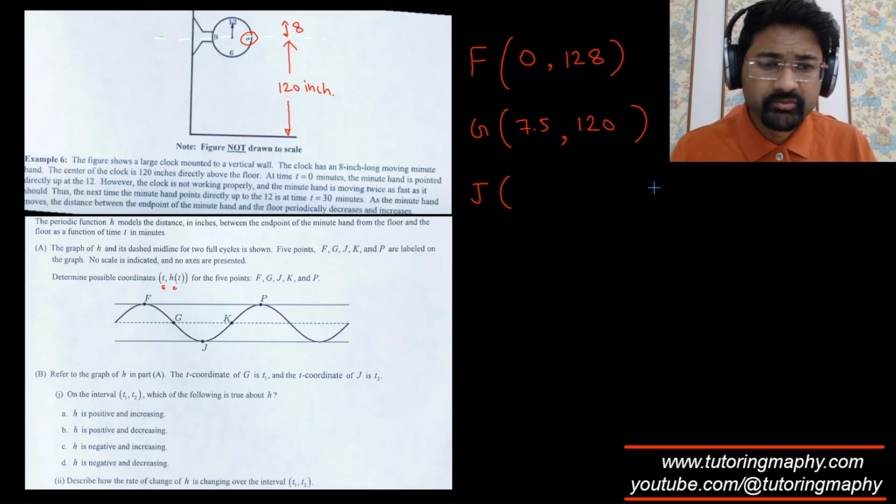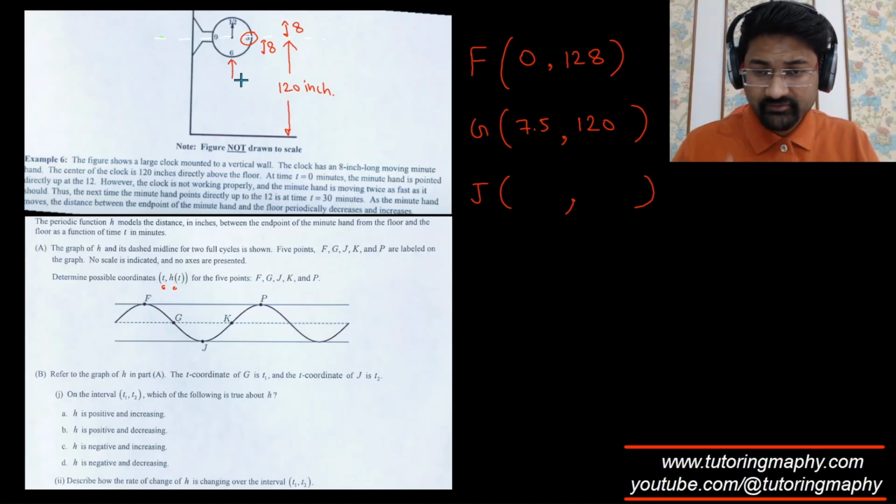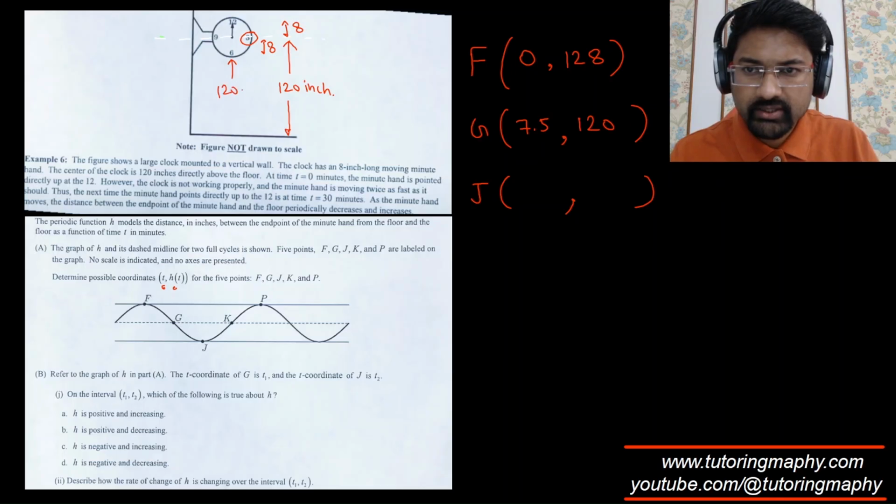Then J, I think you might have predicted by now, is the minimum. So the minimum is when it is at 6. So what is the height? Obviously, this is 8 and this is also 8. So you're looking at the height of the 6 from the floor, which is going to be 120 minus 8, right? 120 minus 8.